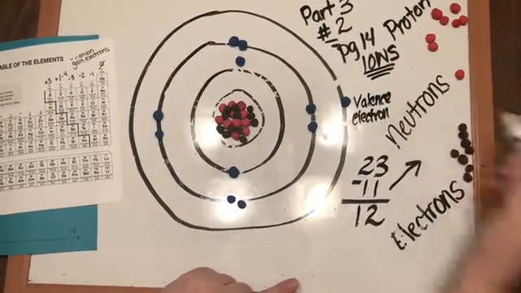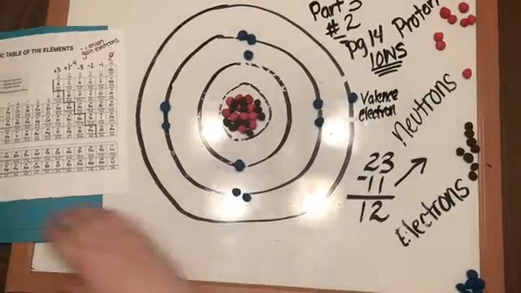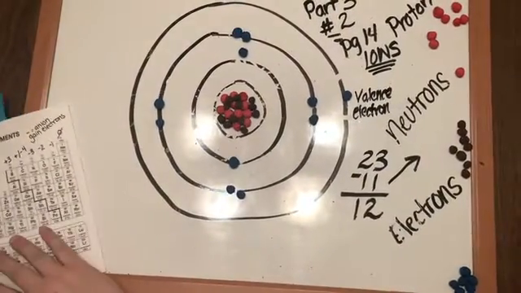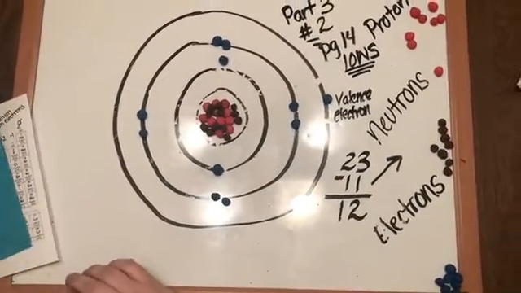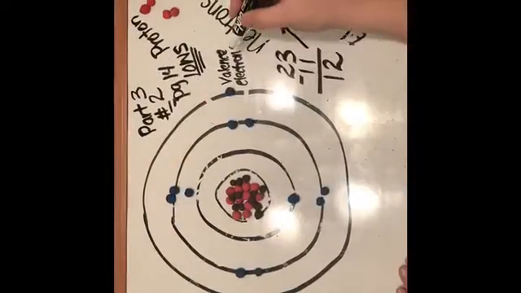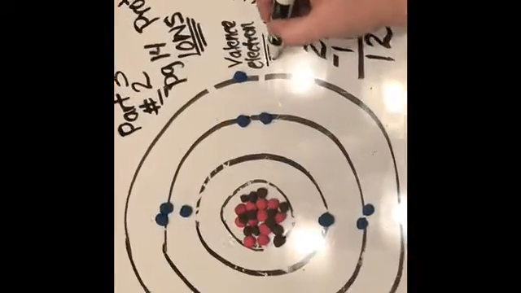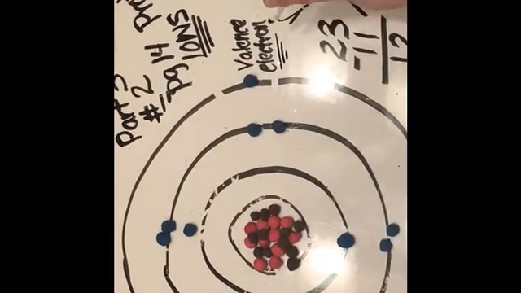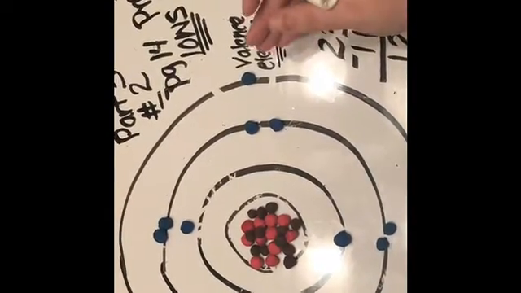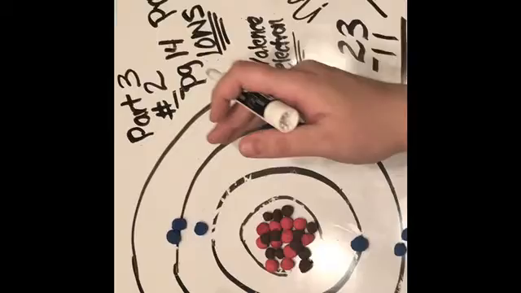For an ion, that's a problem. I'm going to back it up. Ions are not happy with this extra electron out here. This means that they're unstable. They want that magic number of 8.